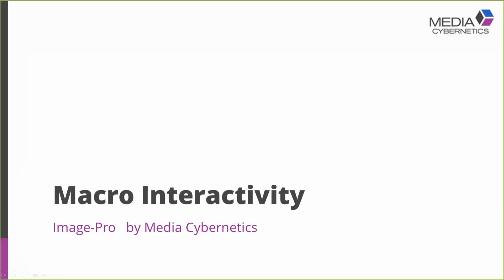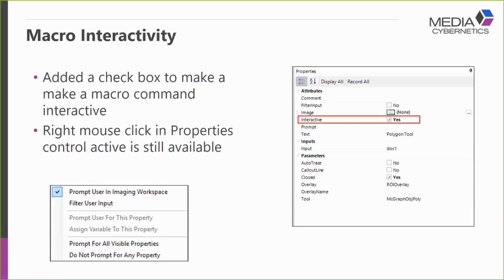Hi, today I'm just going to have a brief talk about macro interactivity and how to set up a macro to be interactive and make some type of change, splitting of touching objects, removing something maybe that should have been counted, maybe making an adjustment to the image display, whatever it may be. This was an update that we put into Image Pro in the 10.0.1 release.